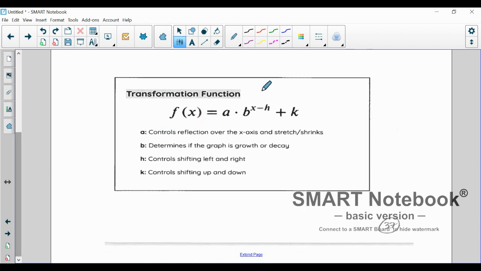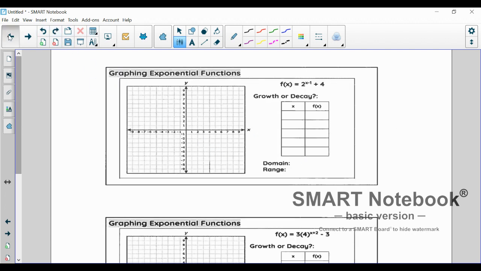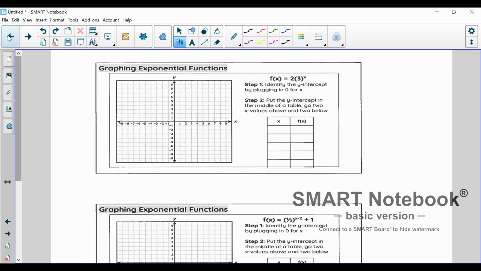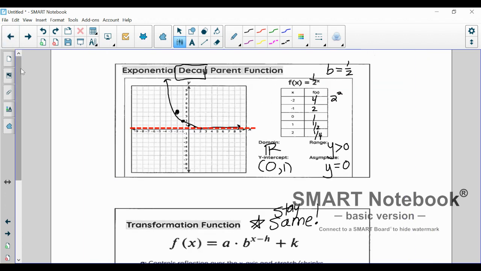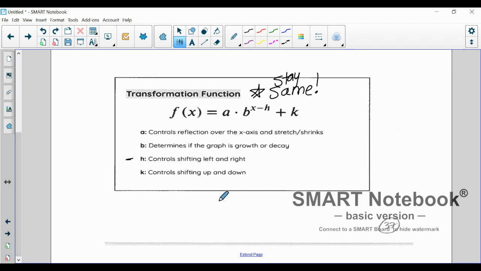So again, the good thing is that these stay the same. That's good news. A is still going to reflect and stretch and shrink. H is still going to control going left and right. K is going to control going up and down. The new thing here is that B determines if it's growth or decay. We know it's growth when B is greater than 1. We know it's decay when the base is between 0 and 1.